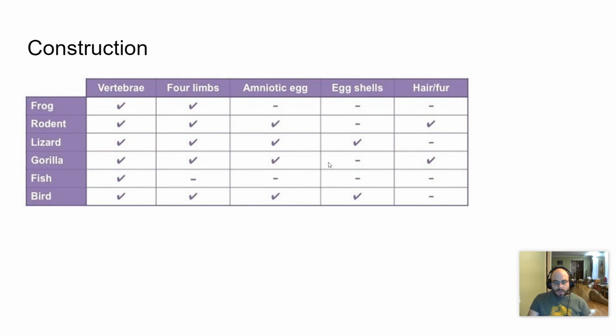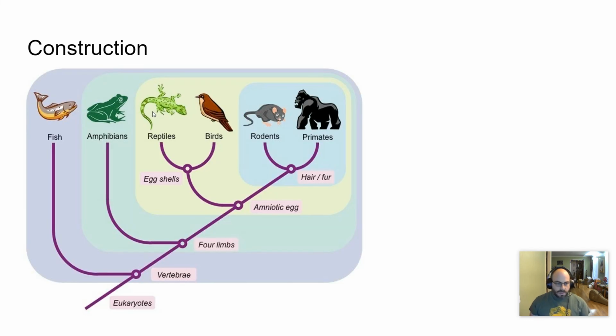And then the gorilla, according to this, doesn't have eggs, but it does have hair and fur, so it only shows 4. And so you would need to use these clues to construct. Notice the bird and the lizard share that, and so the bird and the lizard are more closely related to each other than they are to the gorilla and the rodent. All of them are more closely related to each other than they are to the frog, and you get the idea.